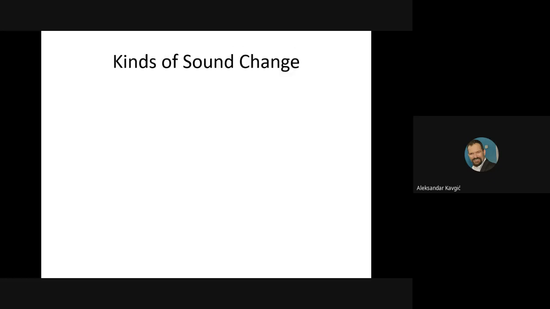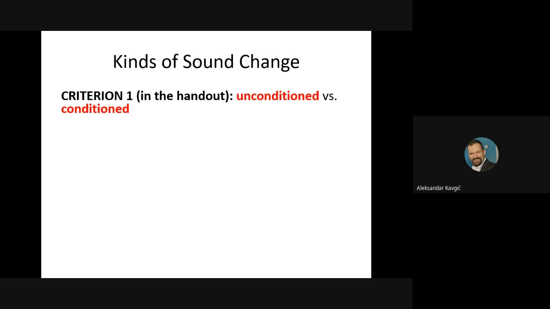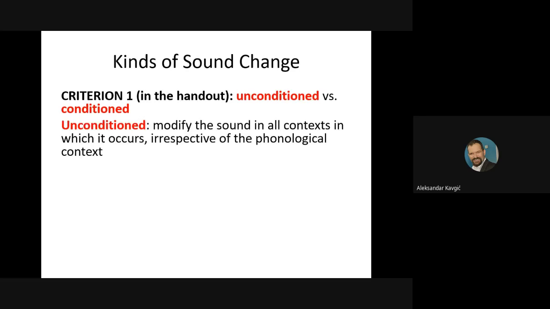And then what you do have in the handout is another possible question for the written exam, and that's: how are regular sound changes further classified? I showed you in the beginning of the handout, they are classified into unconditioned and conditioned. Unconditioned changes modify the sound in all contexts, irrespective of the phonological context of the sound. So Grimm's deaspiration is an example of unconditioned change. Wherever you had bh, dh, and gh, they became b, d, and g. As simple as that.